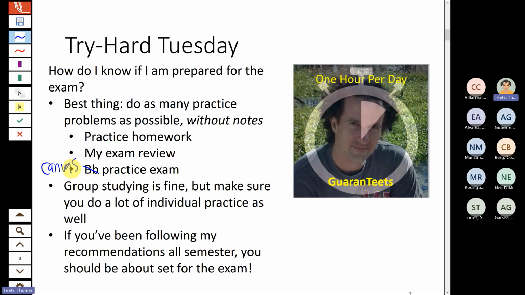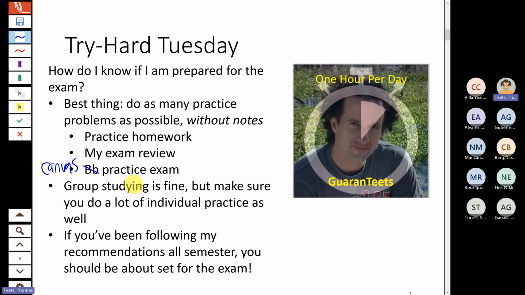I certainly encourage you to study in groups. It's good to make friends with people in your classes, and I've had a lot of those types of things start in my courses. So group studying is great, but again, making sure you still do a lot of individual practice. Don't sacrifice that. And I've been trying to give you recommendations all semester on what to do.